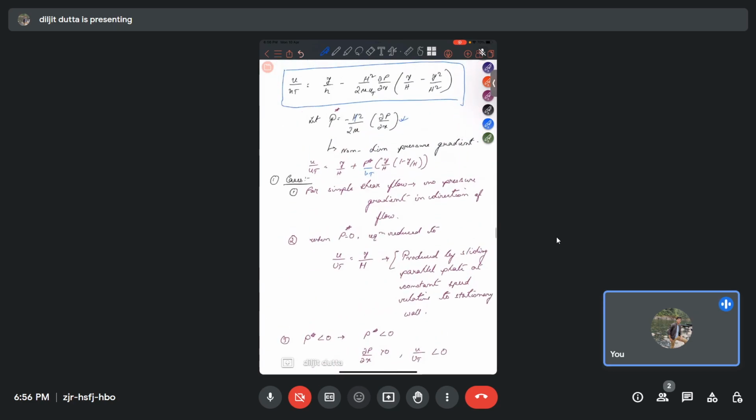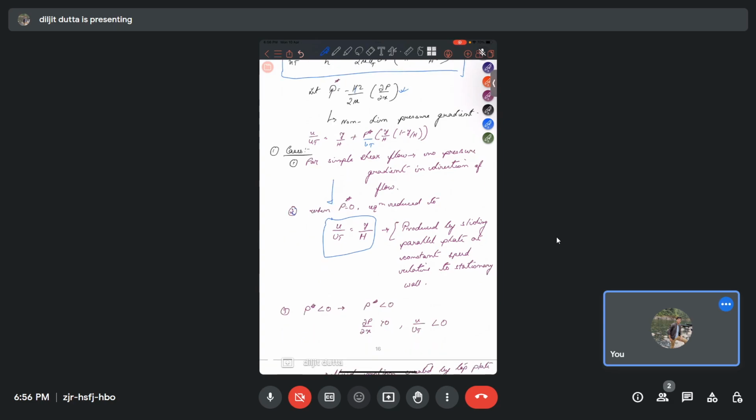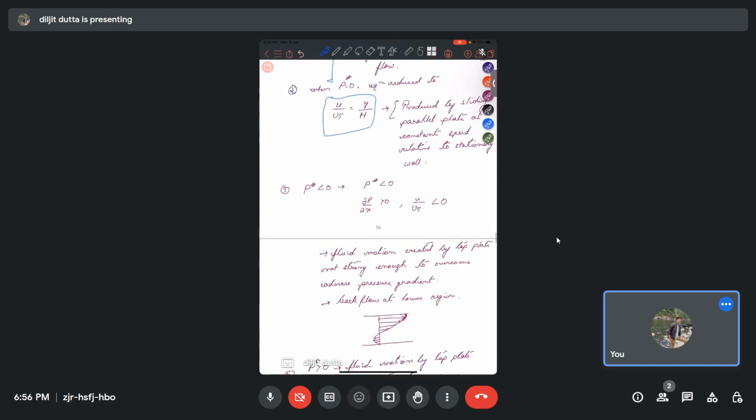So there can be three cases, so we will consider the cases. Now if we consider a simple shear flow, in that case we do not consider any pressure gradient in the direction of the flow, that is P star is equal to 0. So u/Ut is equal to y/h. This can be produced by sliding the parallel plate at a constant speed relative to the stationary wall.